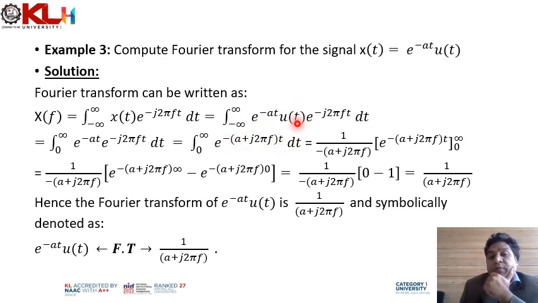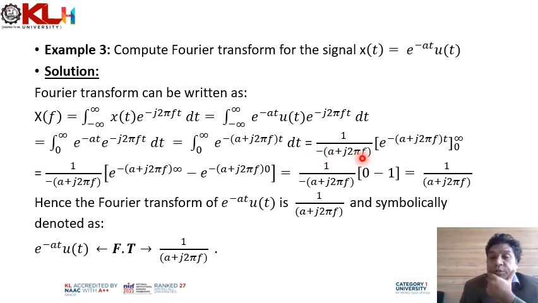And also, since u(t) is there, the lower limit will change from minus infinity to 0, because u(t) starts at 0. T is greater than or equal to 0, then only u(t) will have the value of 1. Therefore the lower limit is changing from minus infinity to 0. Now we have to simply calculate the integral of e^(-(a + j2πf)t), which is simply e^(-(a + j2πf)t) divided by that factor, which is -(a + j2πf).